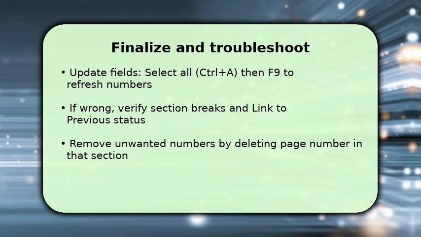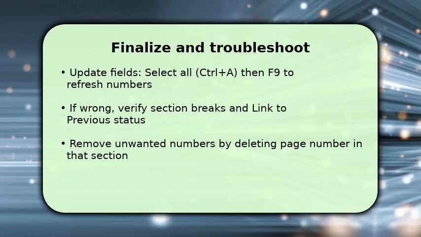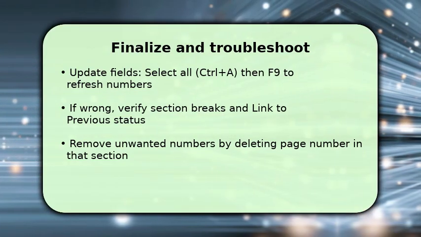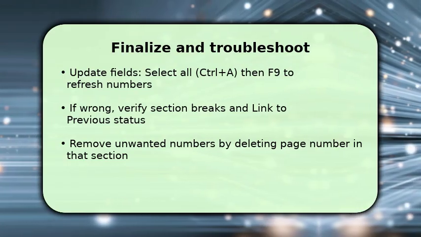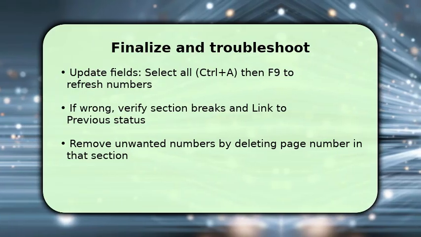If a page still shows the wrong number, reopen that section, check that a section break, next page, actually separates it, and reset the page number format start value. A quick troubleshooting step: delete the page number in a section and reinsert it if formatting seems stuck.